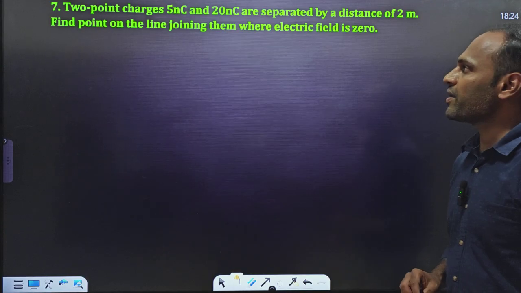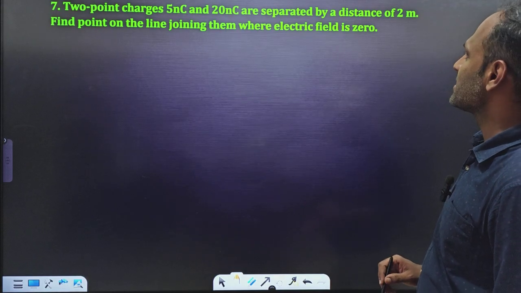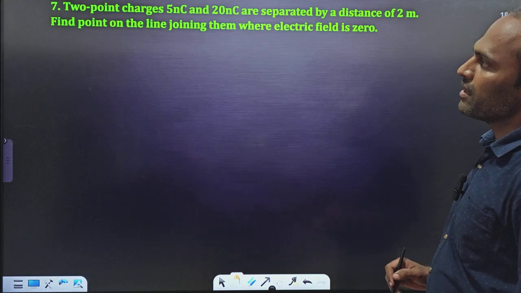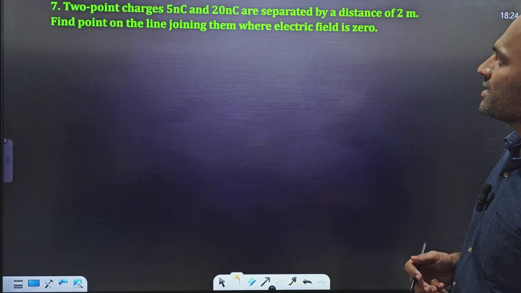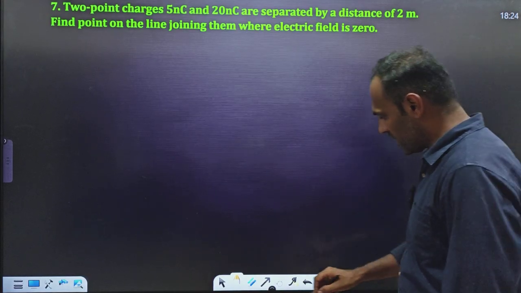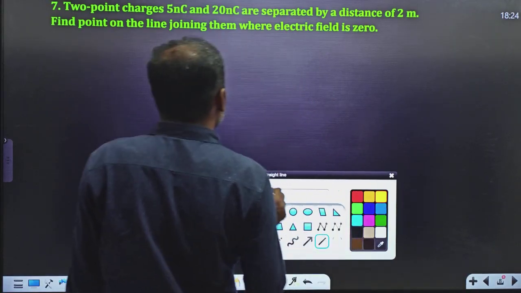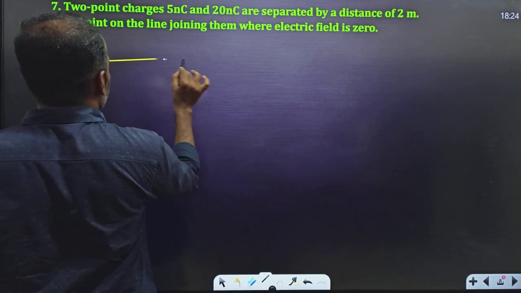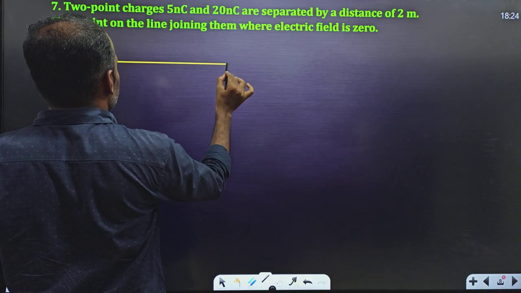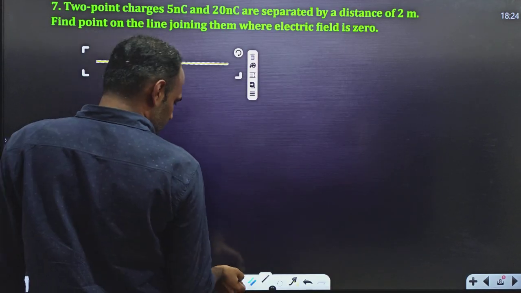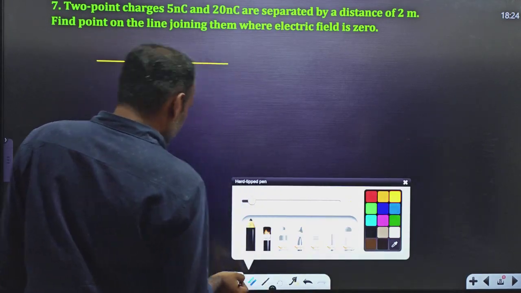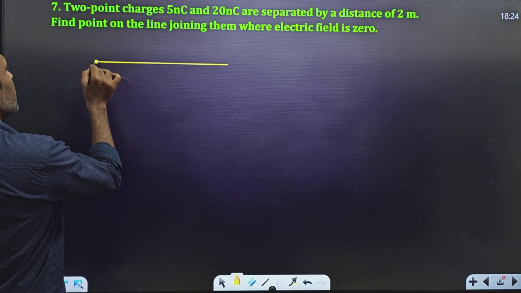Two point charges 5 nanocoulomb and 20 nanocoulomb are separated by a distance of 2 meter. Find a point on the line joining them where the electric field is 0. Okay, so there are again two charges which are kept on a straight line and separated by a certain distance. So this is the straight line, and on this straight line there are two charges kept.